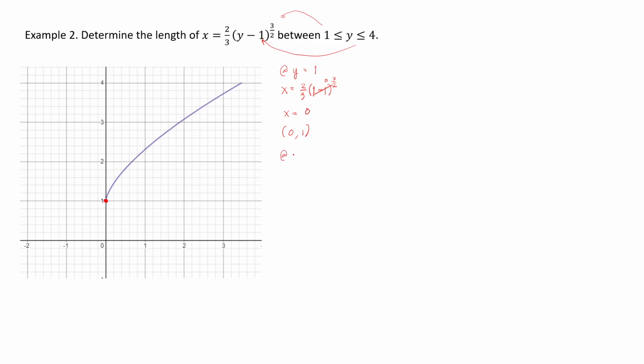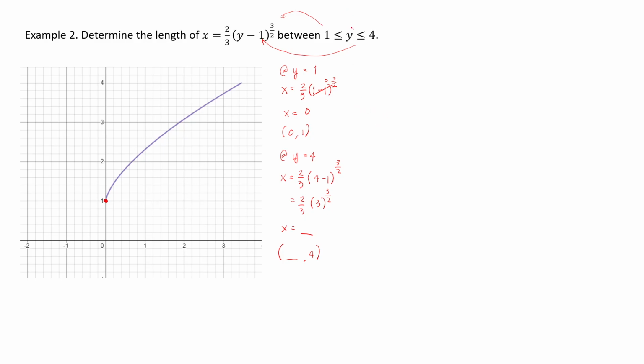Okay, so next is at y equals 4. So we're going to have x equals 2/3 times (4 minus 1) to the power of 3 halves. So this would be 2/3 times 3 to the power of 3 halves. So probably x is at this value, 3 point something, di ba? So 3 point something, and then you're going to have it as 4. So that's the solution for your arc length.